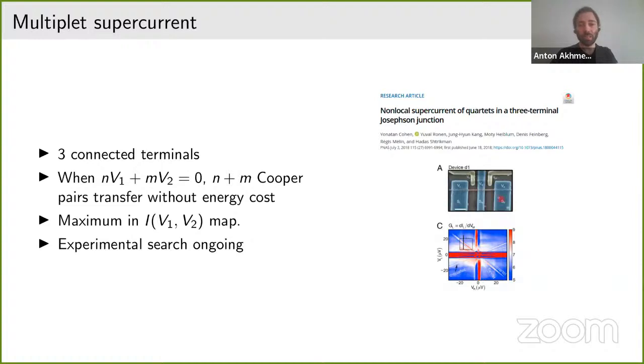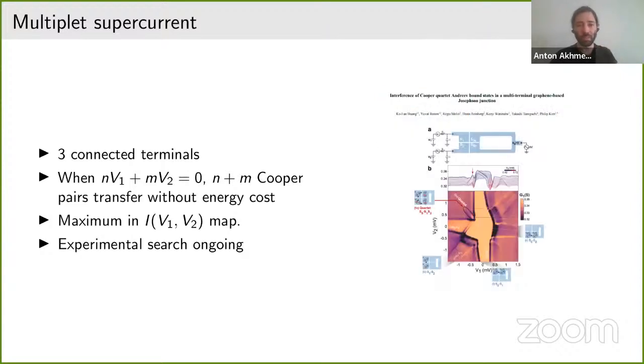Now, there was another work from Weizmann from the group of Moti Heiblum. This one used a nanowire, and also here we see just likewise peaks that correspond to enhanced current flowing across multiple terminals. And yet another group. This one was from the group of Philip Kim, and this one was using graphene as the terminal. So also in this work, an additional peak corresponding to the quartet supercurrent was observed.